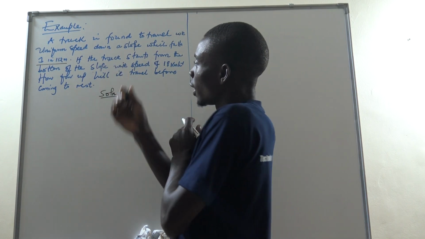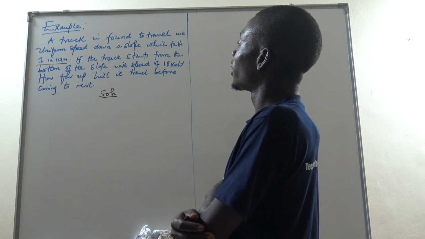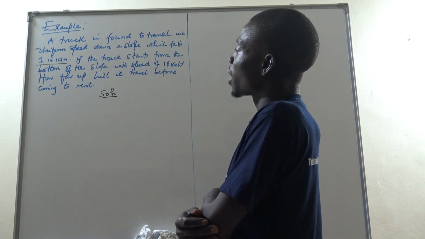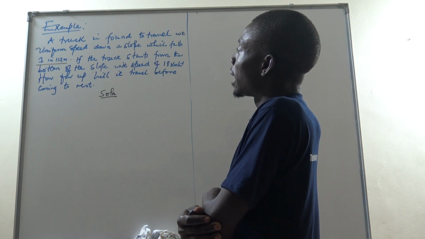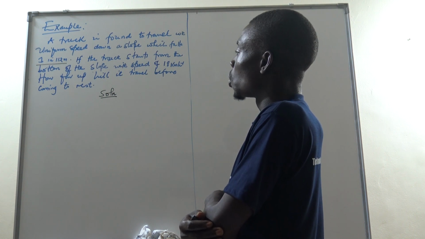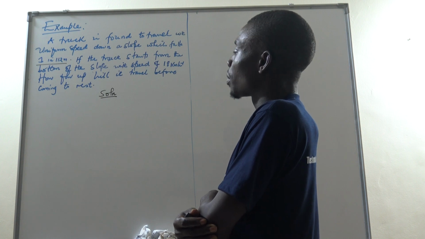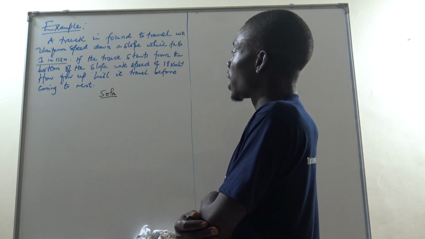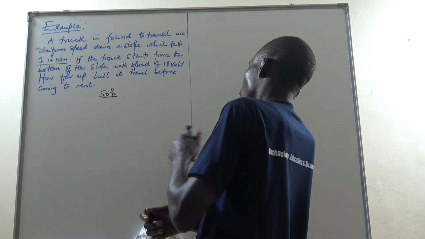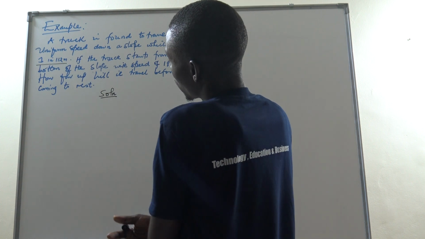Okay, let's solve this number here, which is saying a truck is found to travel with a uniform speed down a slope which falls 1 in 112. If the truck starts from the bottom of the slope with a speed of 18 kilometers per hour, how far will the truck travel before coming to rest? And now here is our solution.